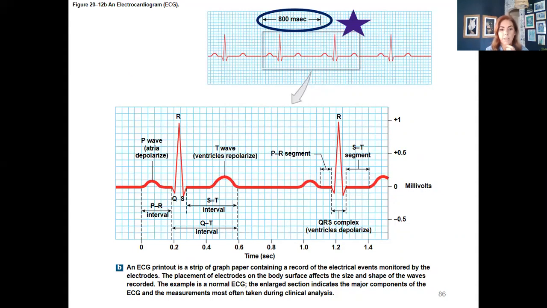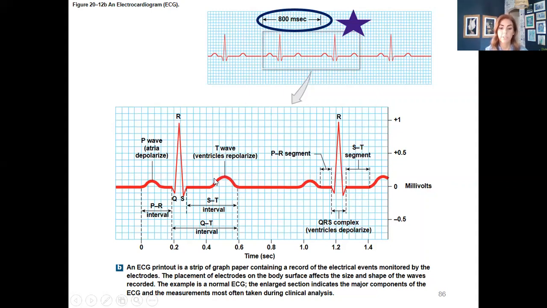What I want you to do right now is look at how they have blown up a particular portion of this ECG readout. You can see your little P wave. Remember, this is when your atria depolarize. You can see this very large QRS complex. Remember, this is where your ventricles depolarize and your atria repolarize. And then you can see the T wave, where we have the ventricles repolarizing.